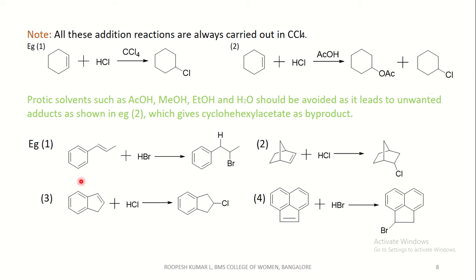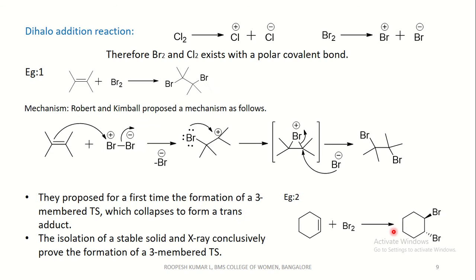Coming to the first example, this double bond reacts with HBr, and we get the corresponding product. Coming to the second one, norbornene reacts with HCl, which forms an endo product, endo-chloronorbornene. And the same fused benzene reacts with HCl, which forms the corresponding chloro compound. And even this compound reacts with HBr, which forms the corresponding bromo compound. These are examples of the hydrohalogenation reaction.